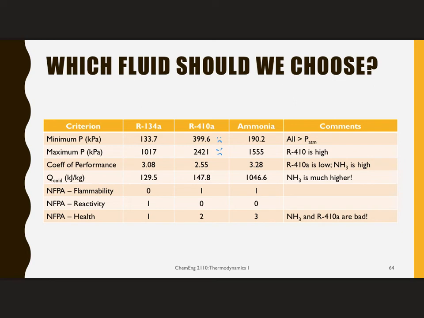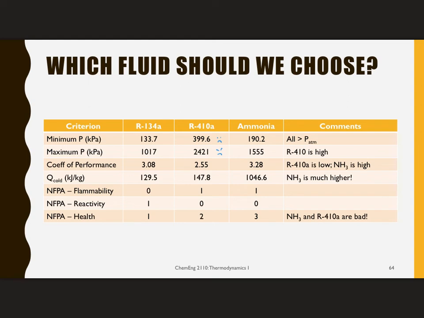Our maximum pressure, okay, very alarming now. We're at 1 megapascal for 134A and 1.5 for ammonia and almost 2.5 for R410A. So that pressure is very high compared to the others. So this would make that maybe not such a great choice. But let's look at the other issues. So we have coefficient of performance. My best coefficient of performance was for ammonia with 3.28. My worst was R410A at 2.55.